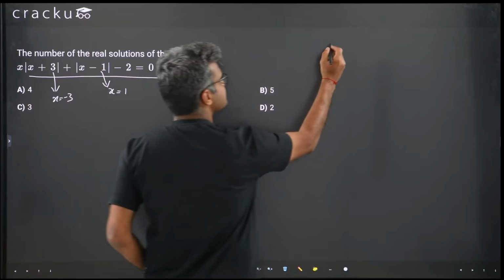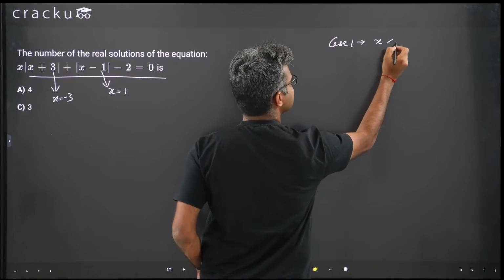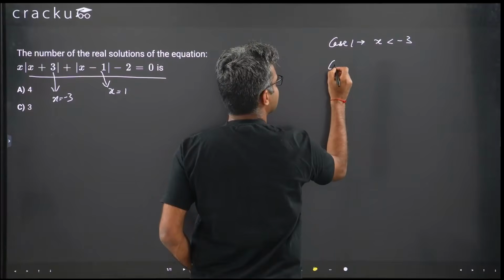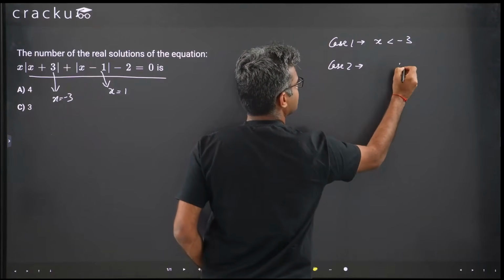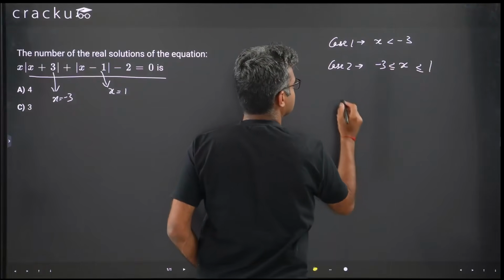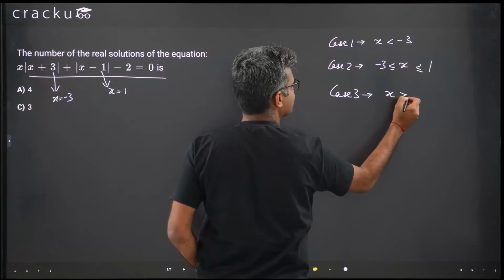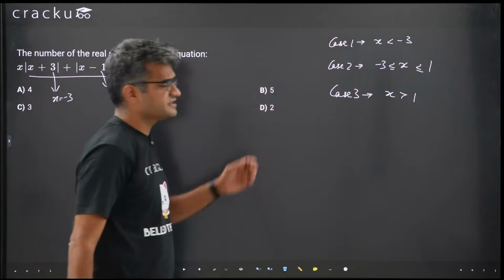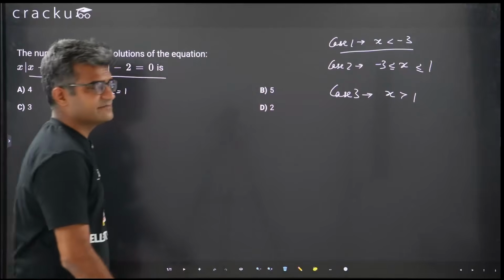The first case is when x is less than minus 3. The second case is when x lies between minus 3 and 1. The third case is when x is greater than 1. Let us consider the first case first, where x is less than minus 3.